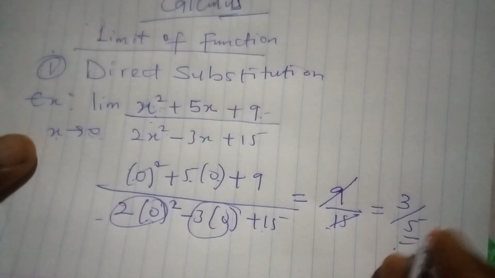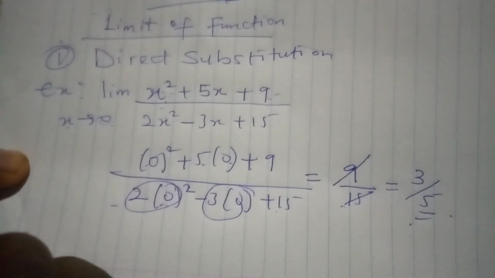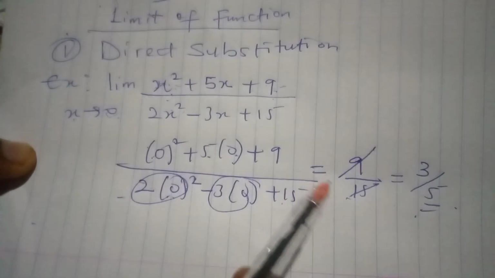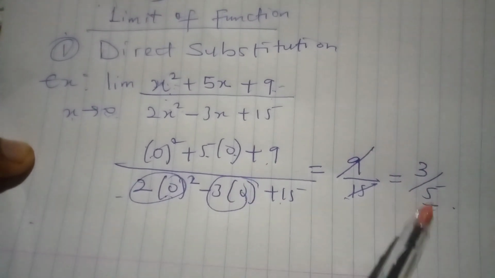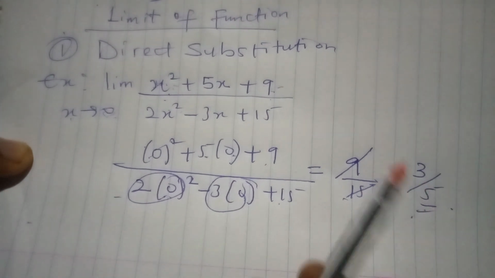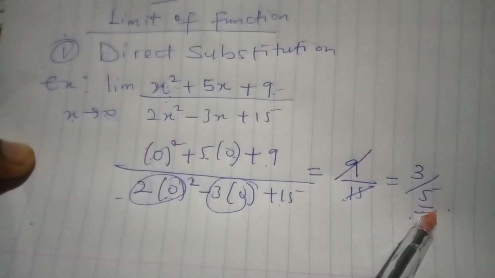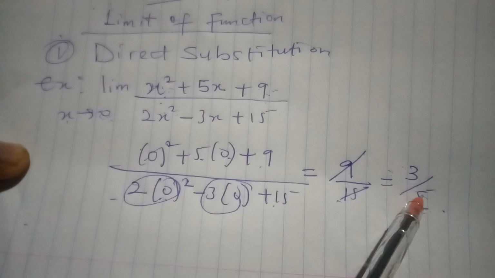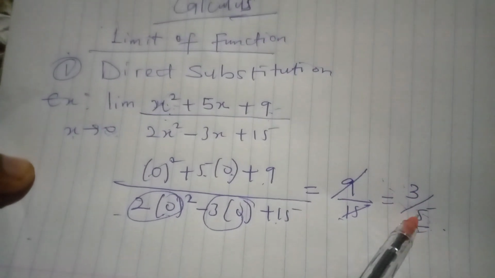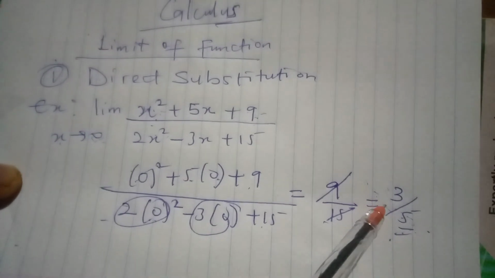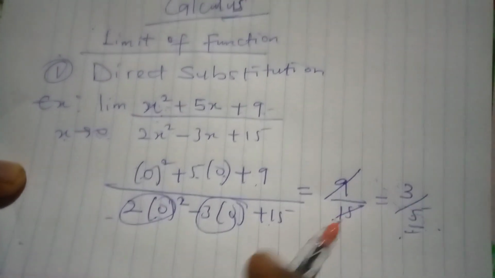Let me give you another one. Under direct substitution, you will discover that the answer given does not give me 0 over 0. If it gives me something like 0 over 0, that is another thing entirely. It must give me a real value like this. When we get there, I will explain what I mean by that.